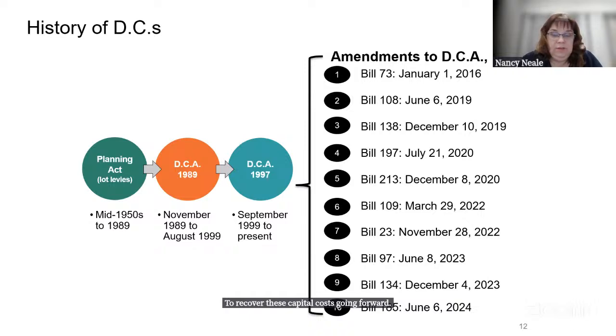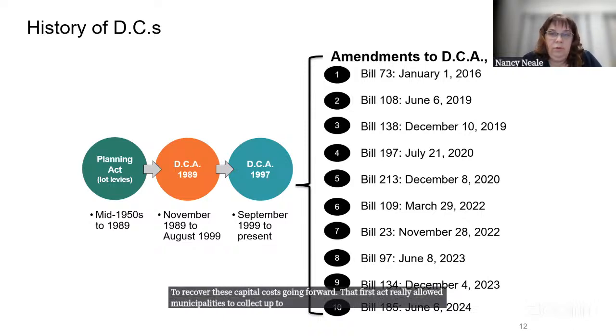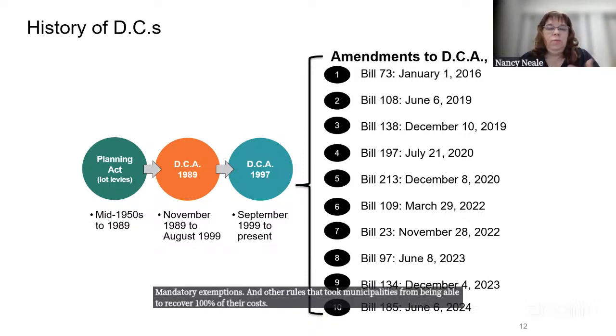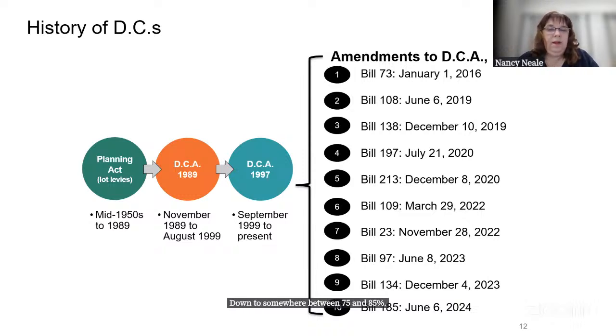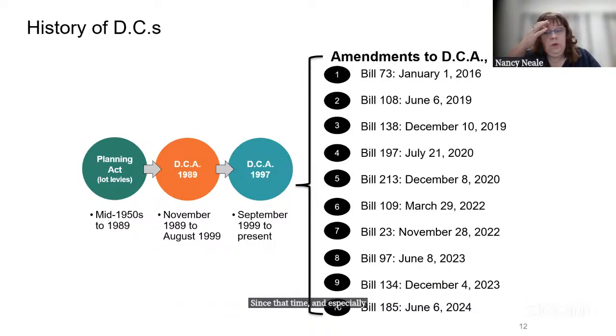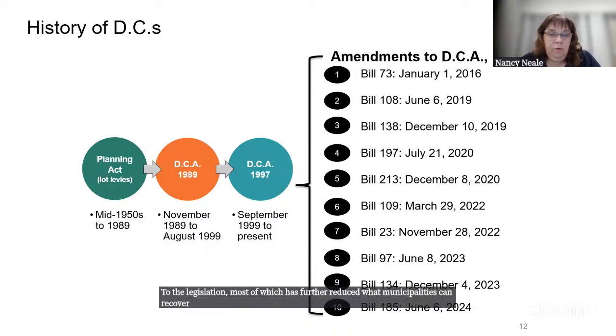That first act really allowed municipalities to collect up to 100% of all their growth-related needs for any service that they provided. In 1997, there was a major overhaul to the Act, and it introduced mandatory reductions, mandatory exemptions, and other rules that took municipalities from being able to recover 100% of their costs down to somewhere between 75 and 85% on average, depending on what your growth needs were and the services each municipality was collecting for. Since that time, and especially over the last few years, there have been 10 additional changes to the legislation, most of which have further reduced what municipalities can recover from growth directly.